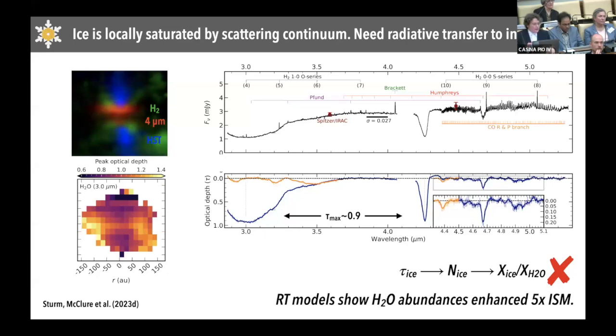So if we turn back to the Ice Age disk, we can use the observed spectrum to extract a map of, say, the water and CO and CO2 in this disk. And we note that the optical depths, although they appear small, are actually very similar to each other. And this is suggesting that the disk is locally saturated, or the ices are locally saturated in the disk. And we need radiative transfer models in order to extract abundances from the optical depths and column densities because they're not in a linear regime. So when Arjun runs radiative transfer models for this, he finds that the water abundances are enhanced by about a factor of 5 relative to the interstellar medium, which is important for planet formation.